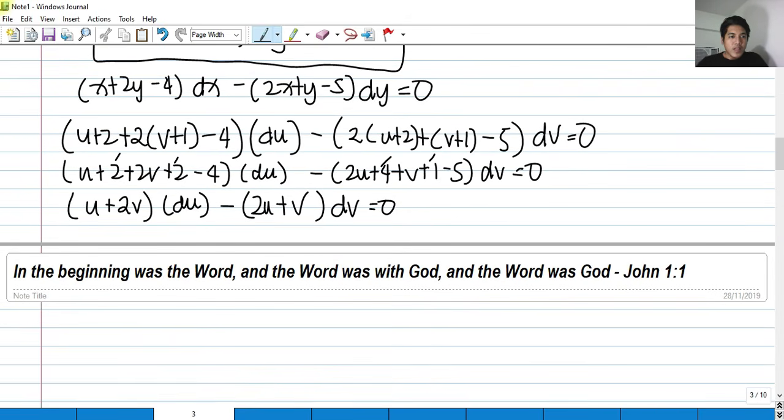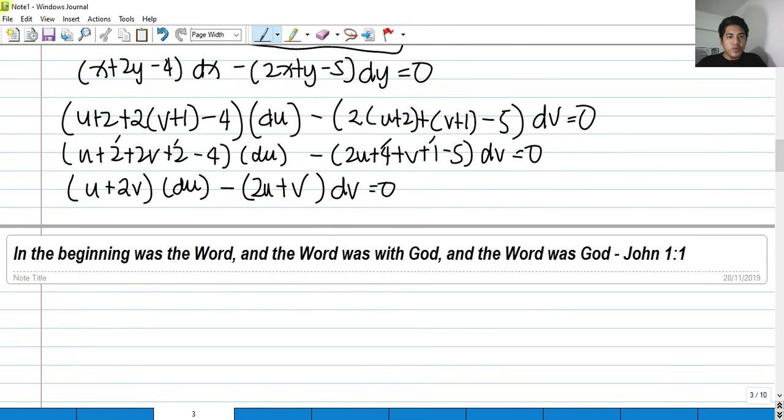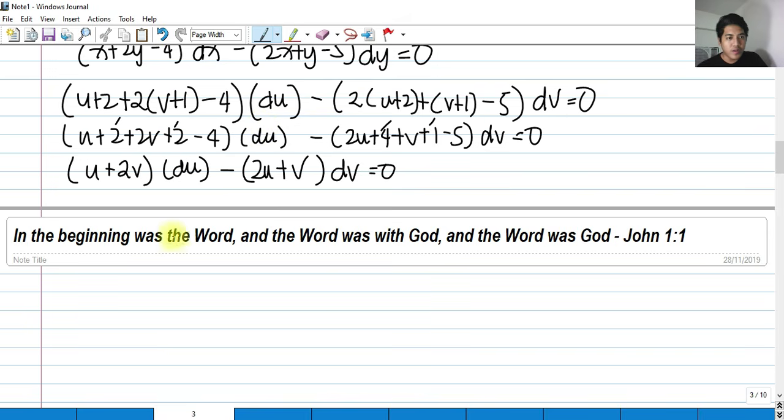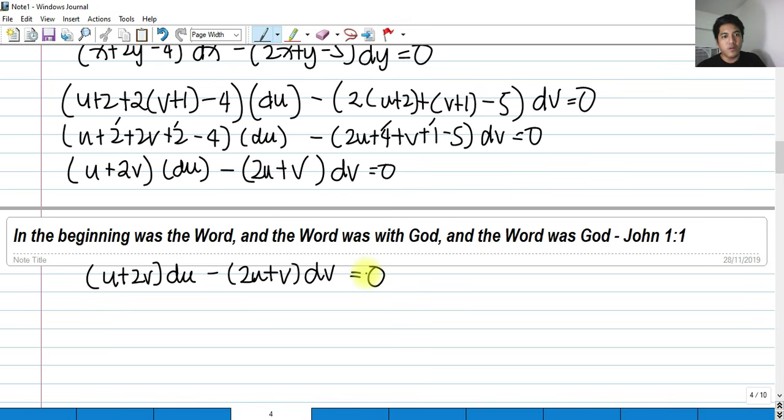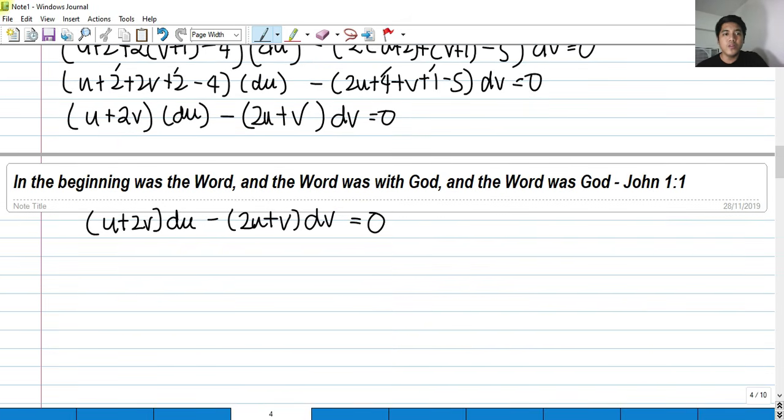So as we can see here, this is reduced to a homogeneous equation, applying the homogeneous formula. Simple formula: (u plus 2v) du minus (2u plus v) dv is equal to 0. So we have reduced this into a simple homogeneous DE. Do you still remember the homogeneous differential equation when we try to substitute x is equal to vy or y is equal to vx?